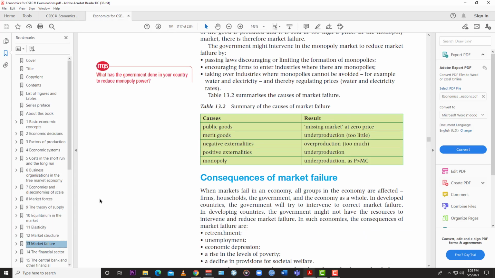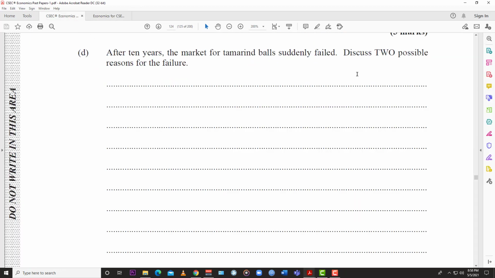And so if we look at our textbook in chapter 13, market failure, we can look at some causes of market failure and try to apply them to the whole tamarind ball situation. So here we have some causes of market failure. So we have public goods, merit goods, externalities that can be negative or positive, and we have monopoly. But they're asking us to discuss 2 possible reasons for market failure.